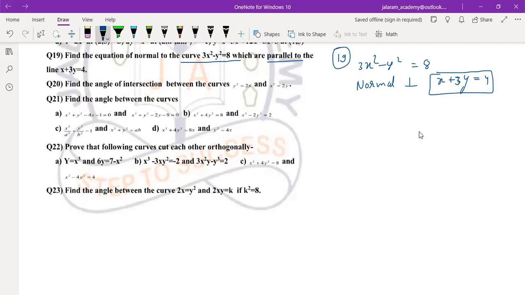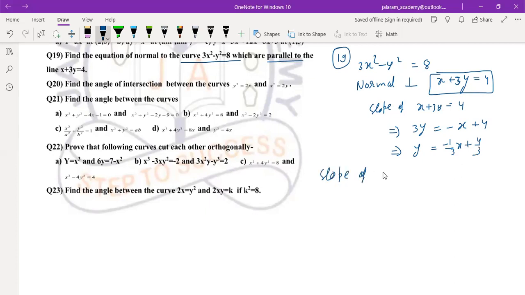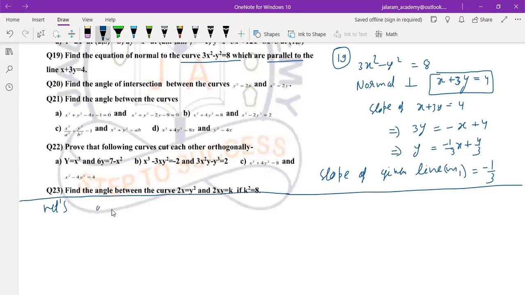So if the normal is perpendicular to x plus 3y equals 4, first find the slope of this line. The slope of the line is obtained by comparing it with y equals mx plus c. So first change it to y equals mx plus c: y equals minus 1 by 3 x plus 4 by 3. This is the slope of the given line. Let's represent it by m1 equals minus 1 by 3. And after this, let's assume that the slope of the normal, which is not given, is m2.